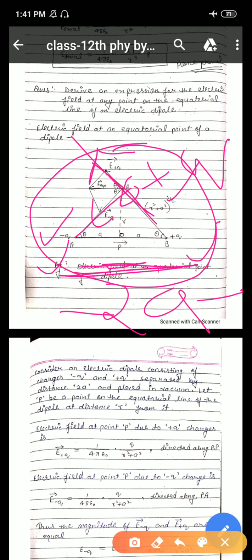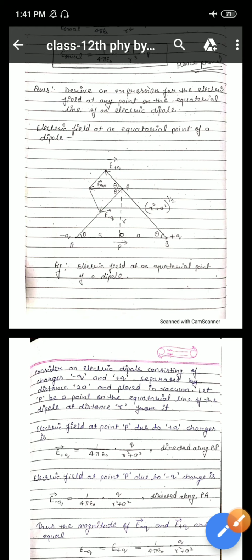Now see, first direction of electric field is this, and second one is this. Then what is the electric field at equatorial point of the dipole? Then this one is the resultant. This one is the equatorial point. This one is the electric field at an equatorial point of the dipole. Is it clear, student? Let's see again.